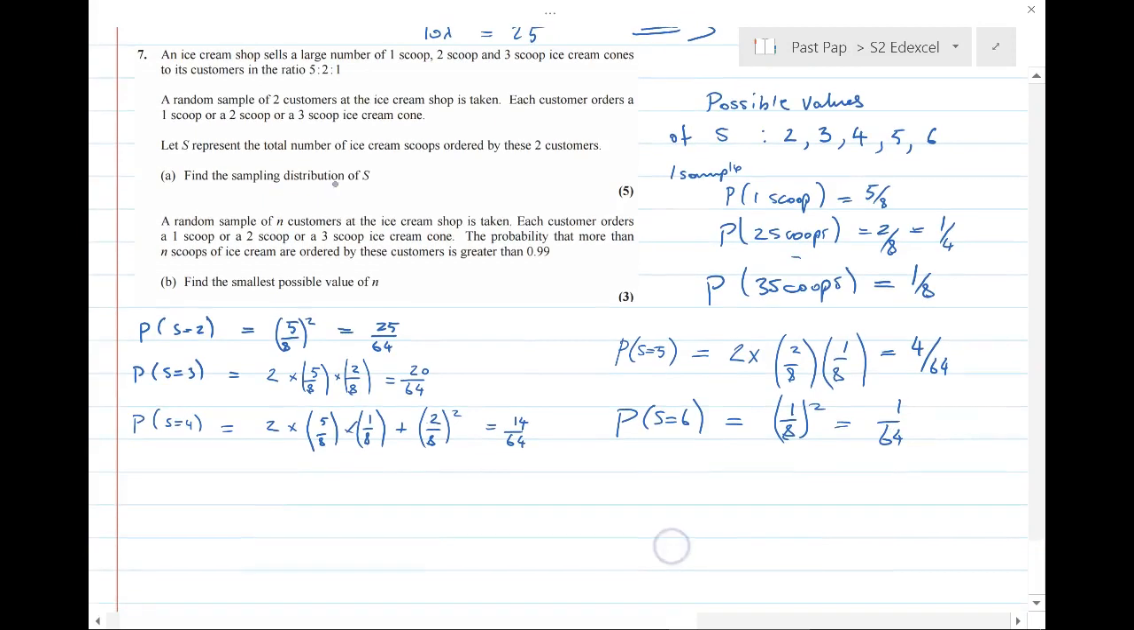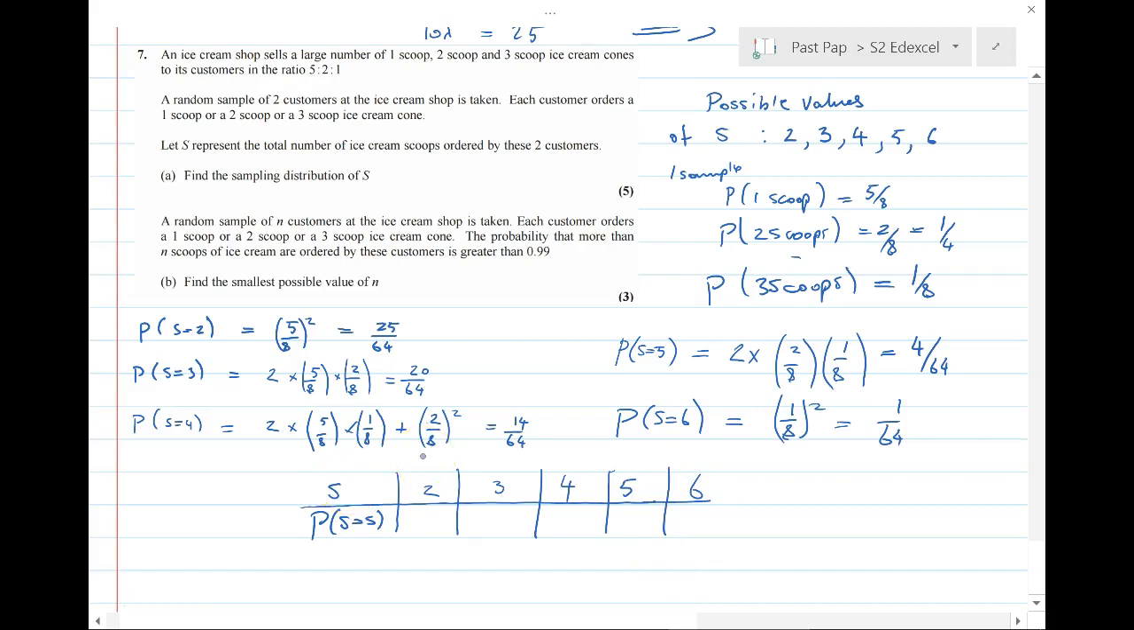They do want the sampling distribution, which means writing it out in a table, so don't be lazy, particularly if you're the kind of person who wants to have 3 scoops in her ice cream. Right, so here we go. 2, 3, 4, 5 and 6. So we write S.